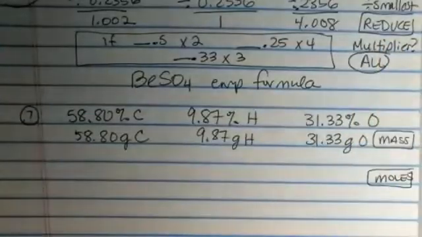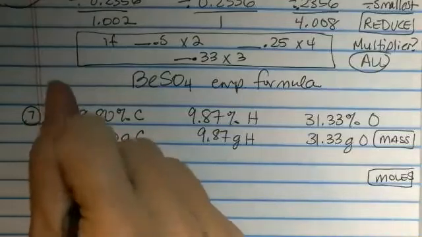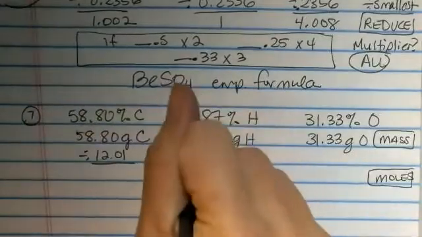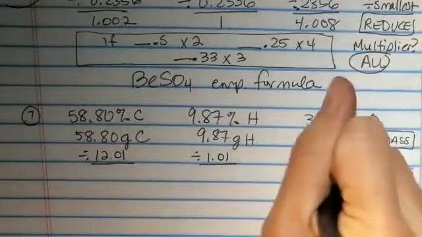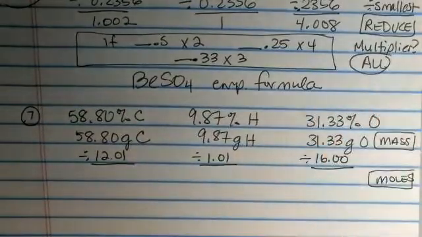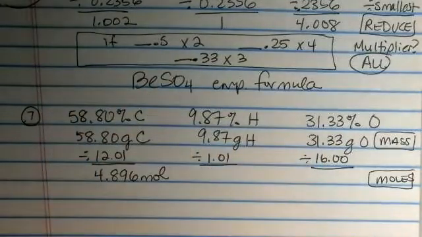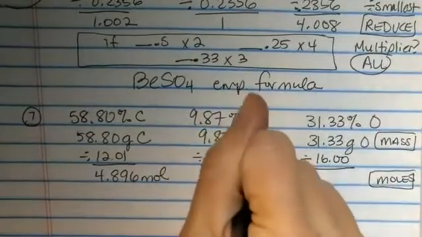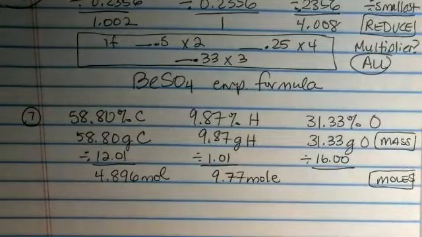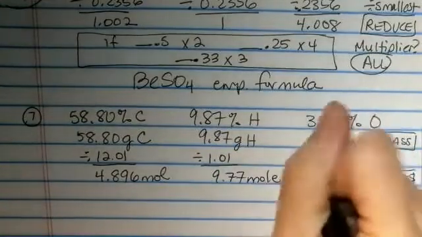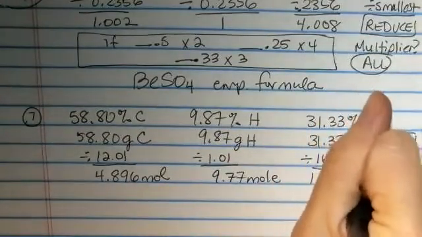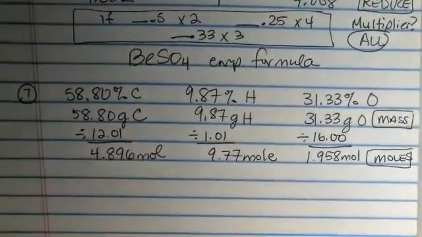So we're going to grab the molar masses from the periodic table. So for carbon, we're going to divide by 12.01. For hydrogen, 1.01. And then for oxygen, 16.00. All right, keeping my sig figs. For my moles of carbon, I get 4.896. For my moles of hydrogen, with only 3 sig figs because that was the percentage, I have 9.77. And then for the oxygen, I get 1.958. All right, so we got our moles of each. So that is our mole ratio, just not pretty subscripts.